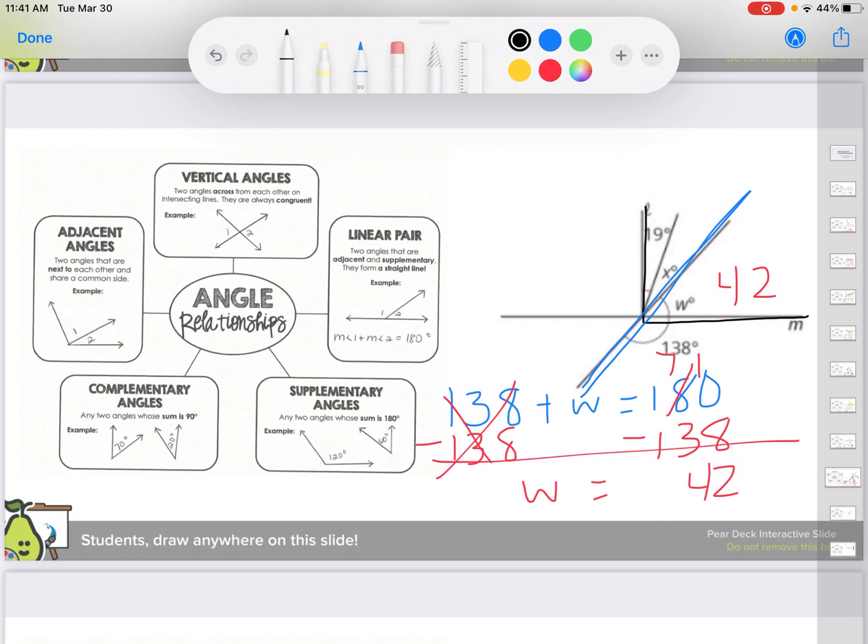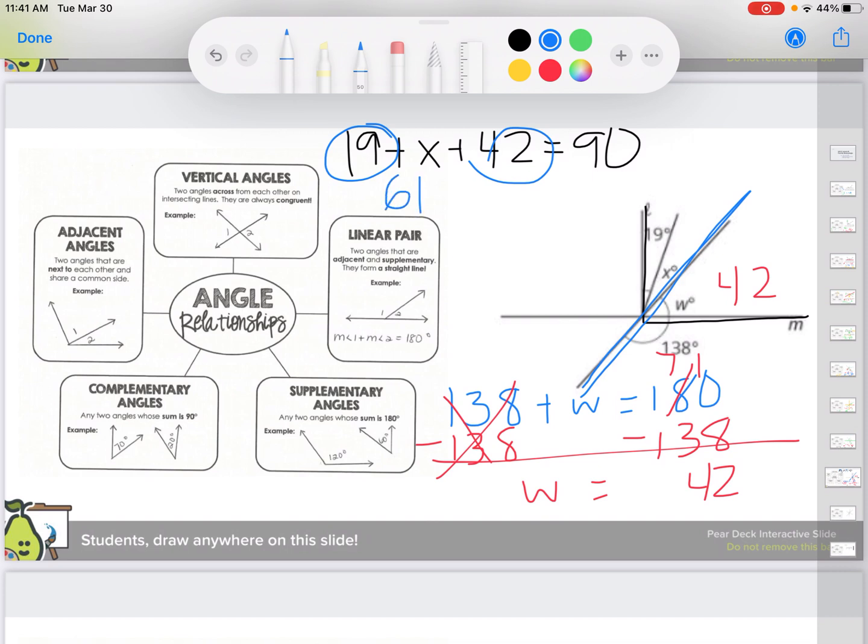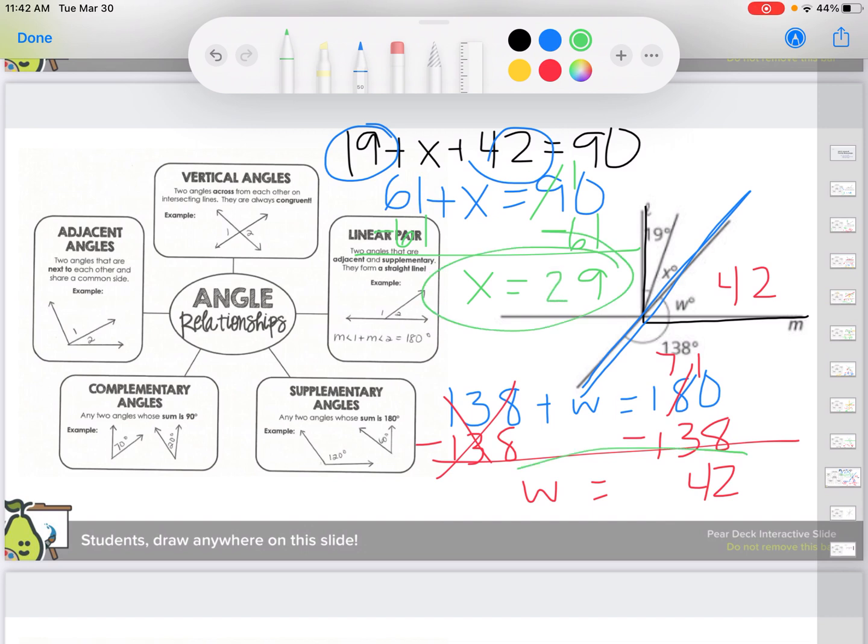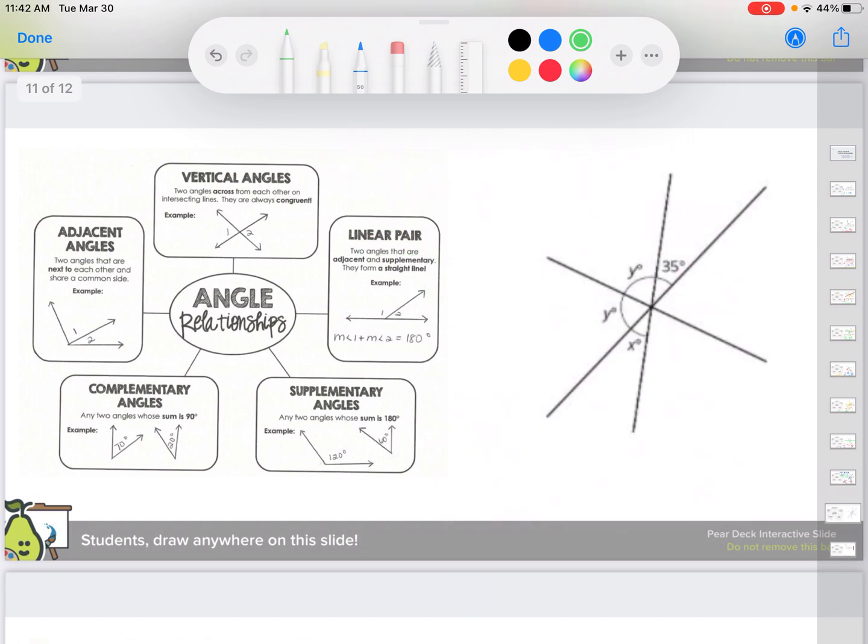So once I know that w is 42 and I know that this is a complementary relationship, I'm going to solve this one maybe over here. So 19 plus x plus 42 equals 90. So I'm going to combine like terms. I'm going to combine the 19 and the 42, and I get 61. Plus x equals 90. Then I'm going to subtract 61 on each side. x equals 29. So w equals 42 and x equals 29.